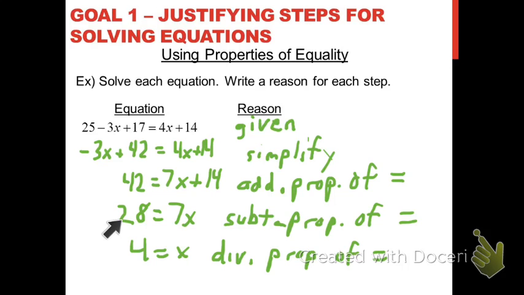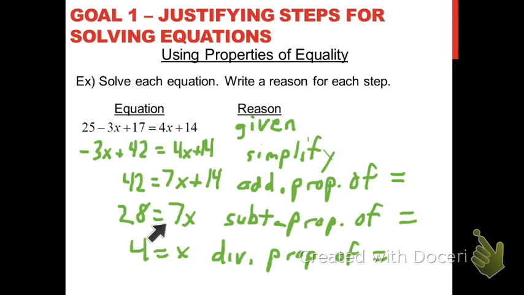Since I subtracted 14 from both sides, the reason I know this equation and this equation are equal is because of the subtraction property of equality. Now notice when I abbreviated subtraction, I didn't just do SUB, I did SUBT, because there's also the substitution property of equality, and so I had to put enough letters so I know this is subtraction instead of substitution.